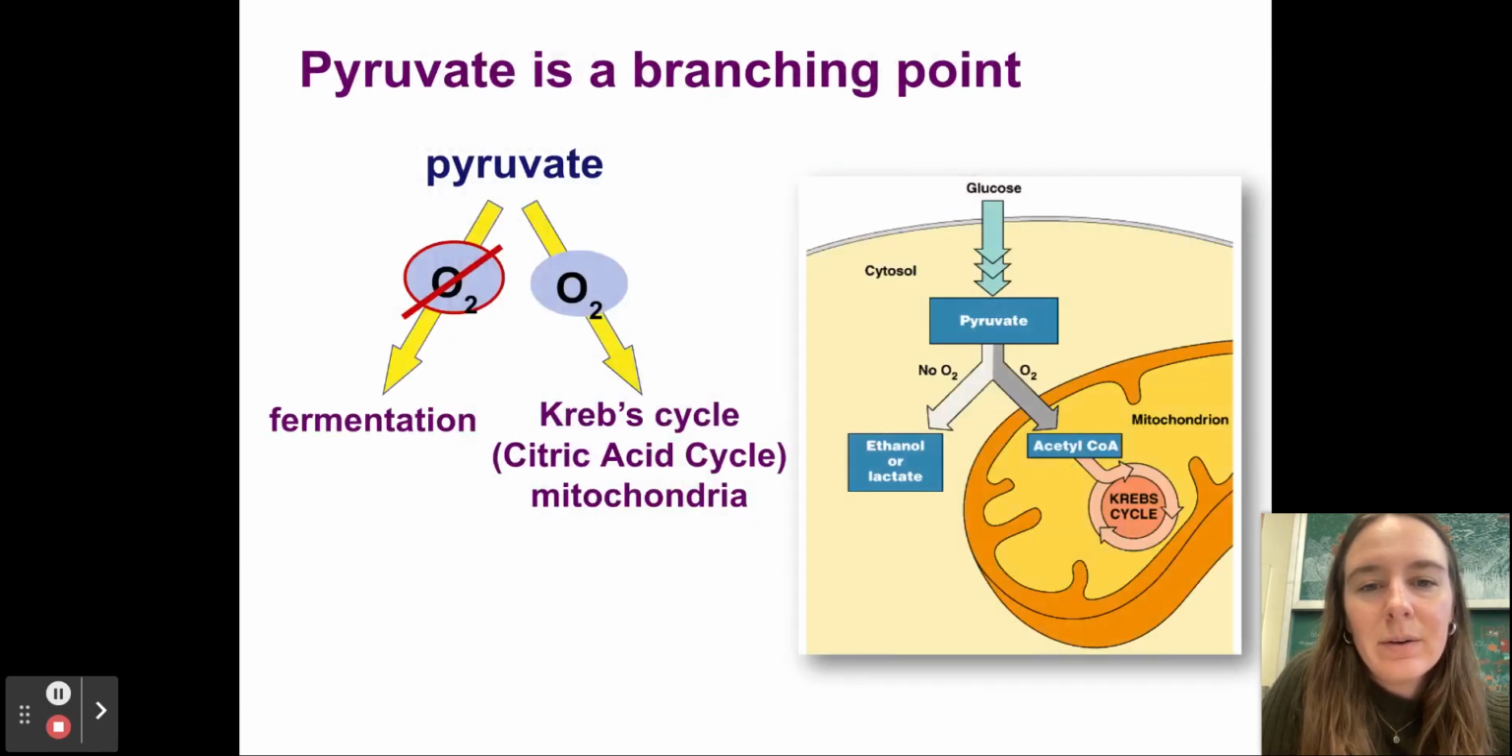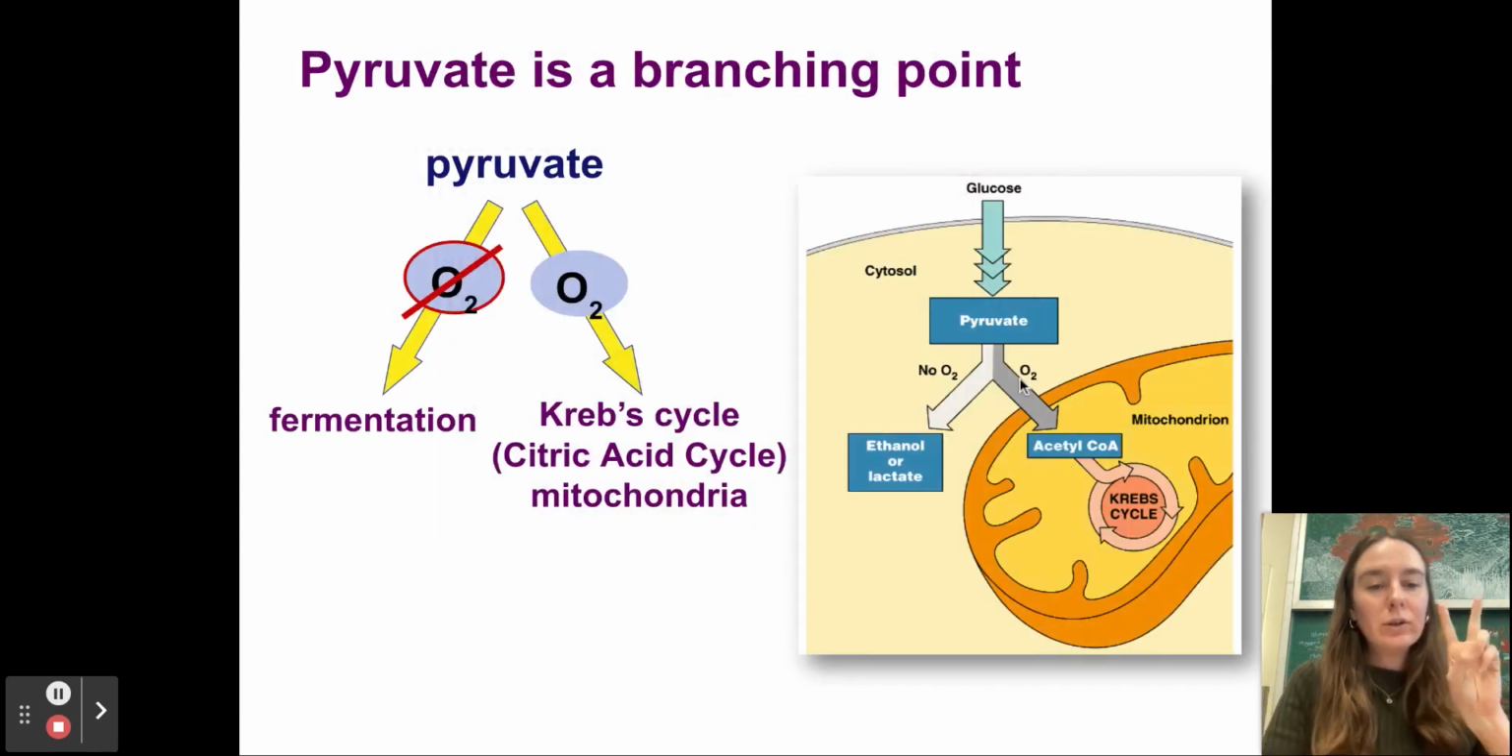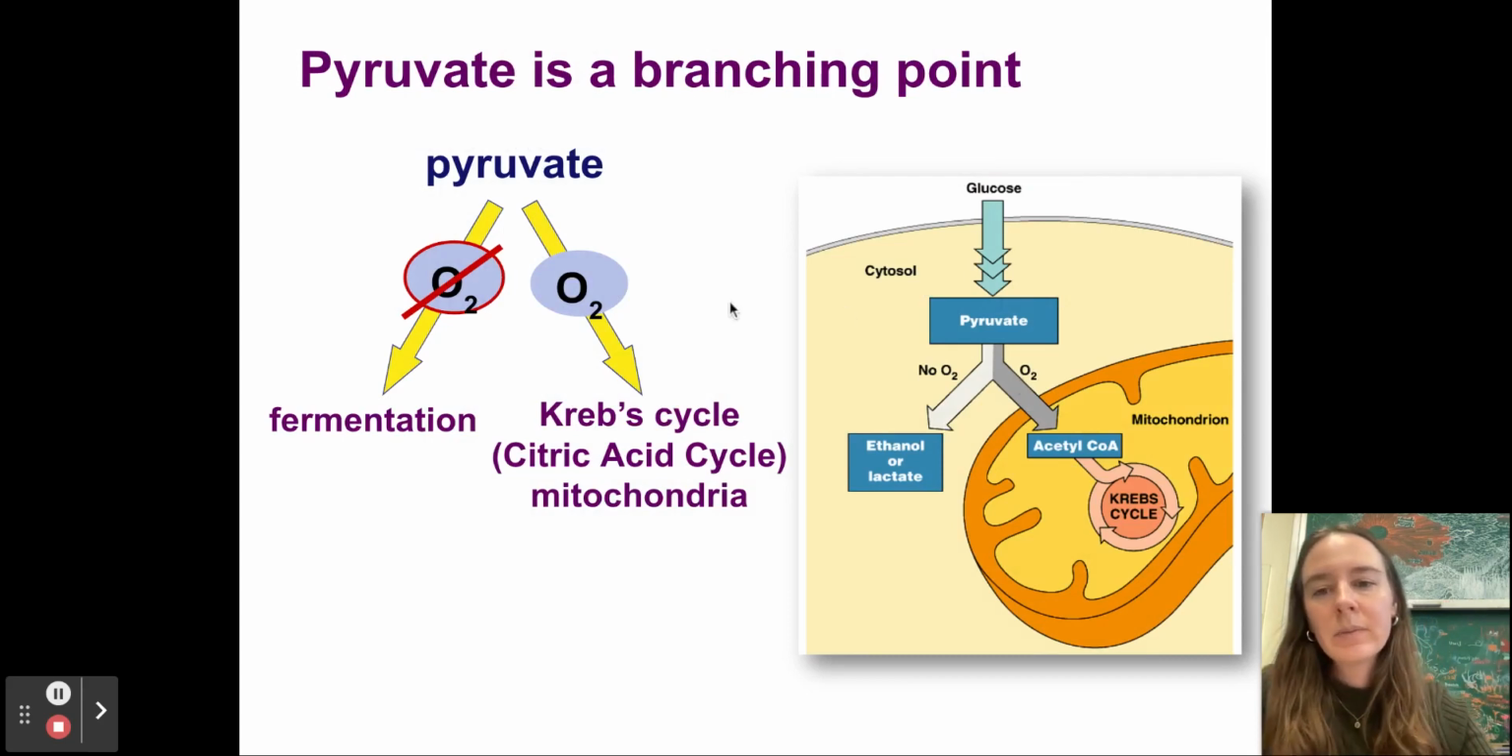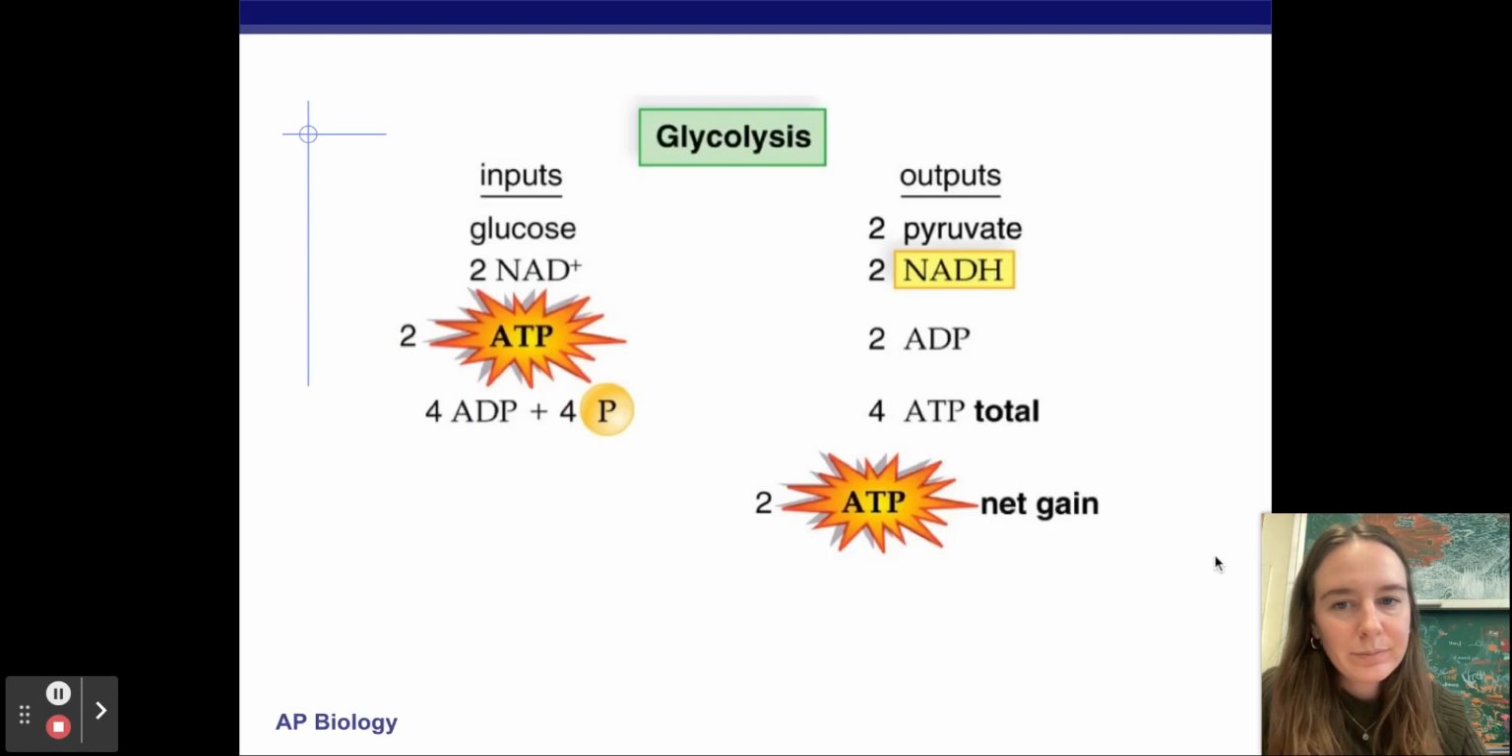All right, now once we have our pyruvate, remember there's two pyruvates, two 3-carbon molecules. If you don't have oxygen, you go into fermentation. If you do have oxygen, now this is what we're going to get into next. You go into the next step called the Krebs cycle or the citric acid cycle, which is going to happen inside the organelle called the mitochondria.